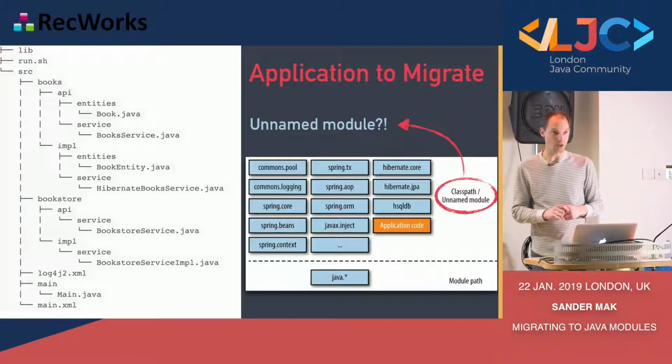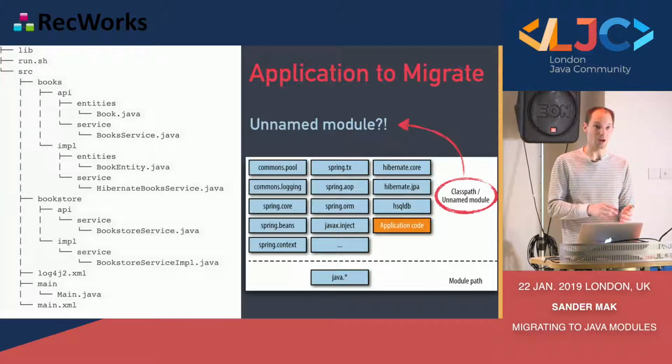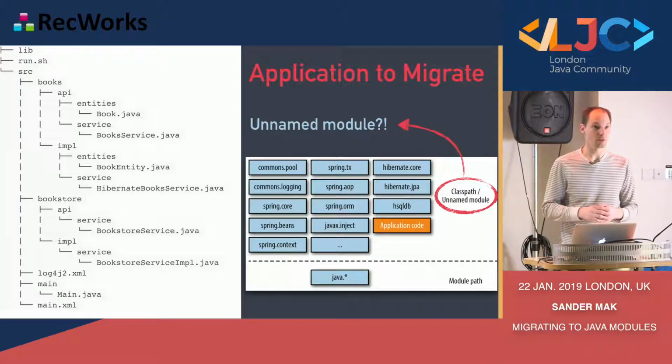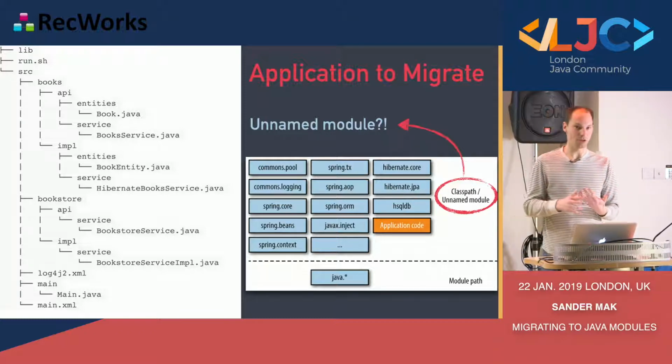It's actually called the unnamed module. So even though we are, at least in the first step, not going to do anything with modules when taking this application from Java 8 to Java 11, underneath, it's actually already running as a sort of module. Namely, it's the unnamed module. And it's a really special module, as we'll see.